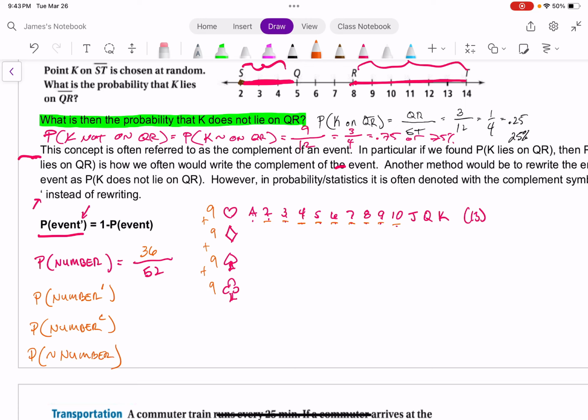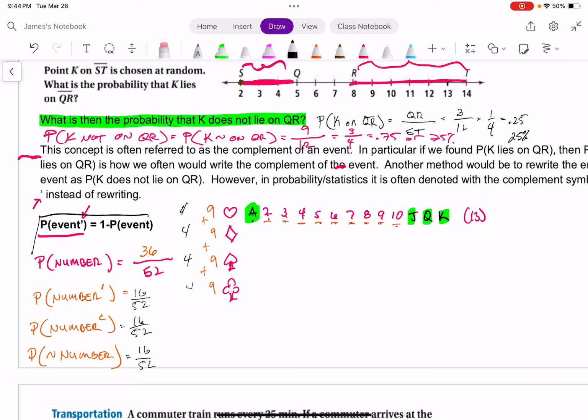Well, if it's not a number, then it's either an ace, a jack, a queen, or a king. So there's only 4 for that suit. There's 4 then for that one, 4 for that one, and 4 for that one. So I would get 16 out of 52, 16 out of 52, 16 out of 52. These all say the same thing.